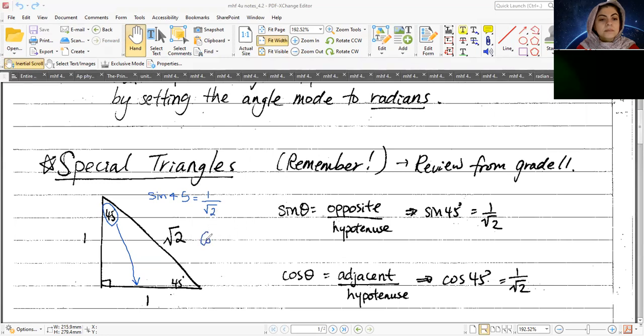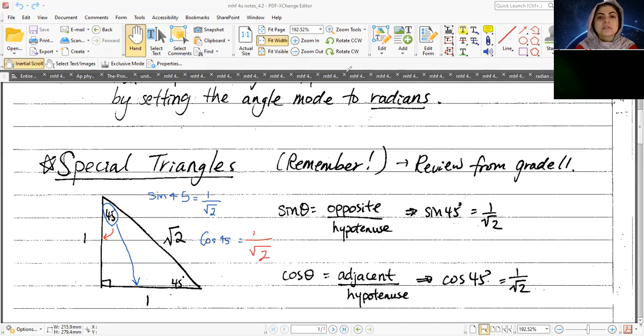How about cosine? Cosine of 45 is equal to adjacent over hypotenuse. Adjacent is the side that is beside. Adjacent means something is a side of you. Adjacent is 1 again, over hypotenuse, which is square root of 2.